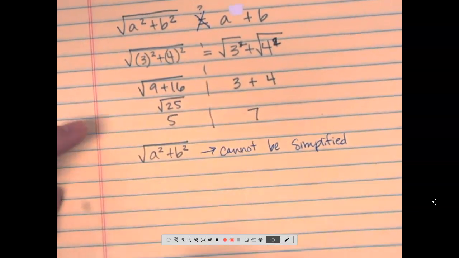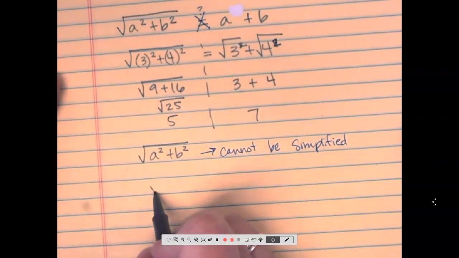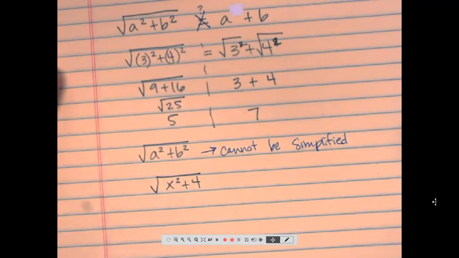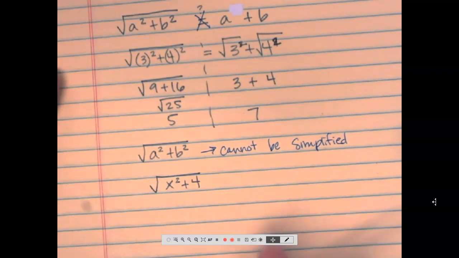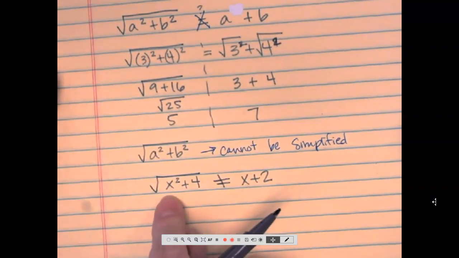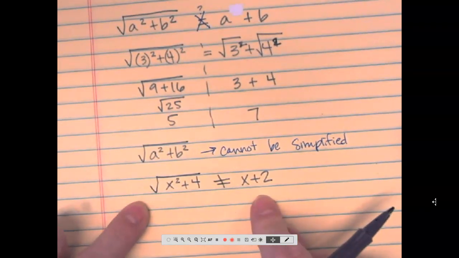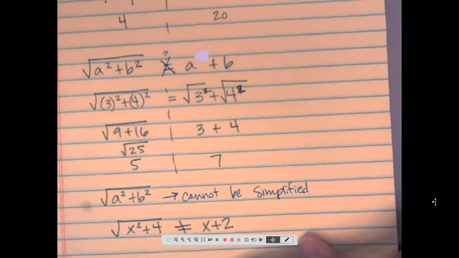Okay? All right, here's another one that would commonly be worked incorrectly. Guess what people will often tell me there? People say that's x plus 2. It is not equal to x plus 2. If you tell me what x is and I can sub it in, then I can simplify. But if that's all I have, it cannot be simplified. Okay? All right. Let's move on.